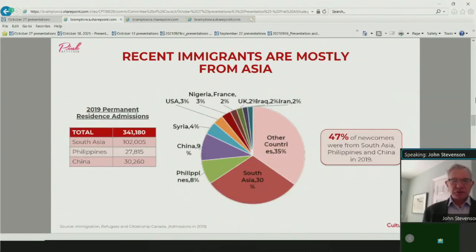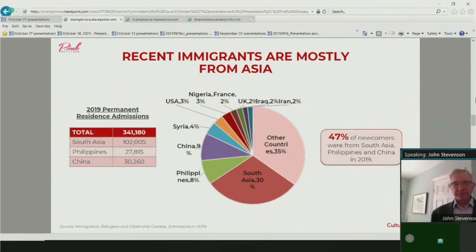Next slide, please. And as I'm sure you are aware, the largest area the newcomers are coming from is Asia, with South Asia being the major area where people are coming from into the country, making us really important for the future growth of the Canadian economy.